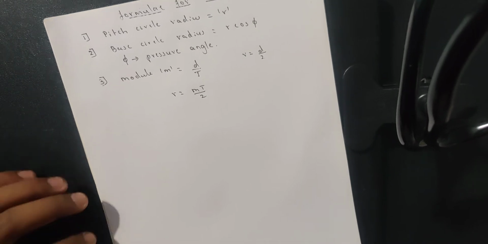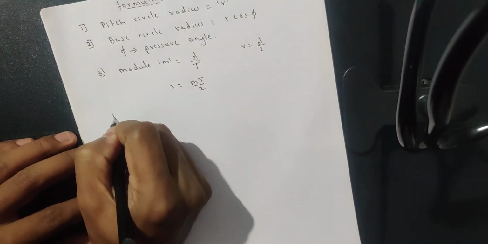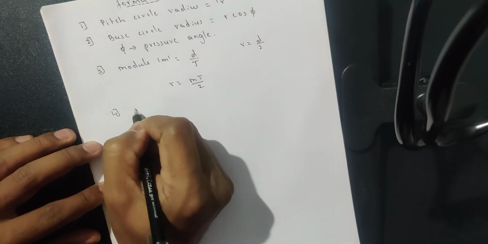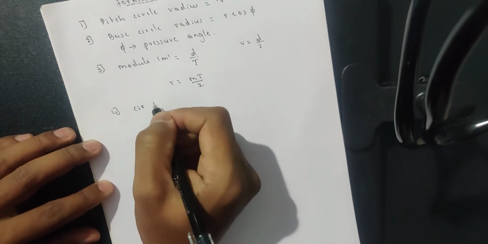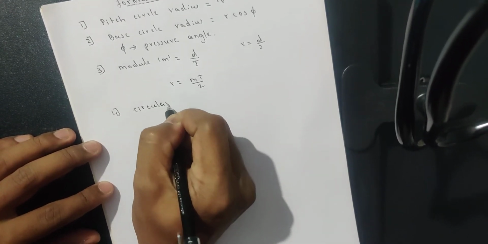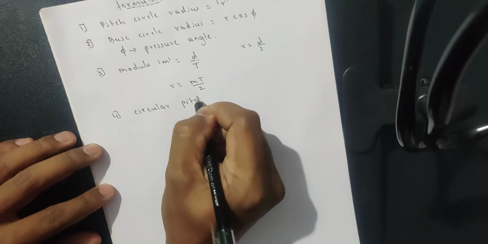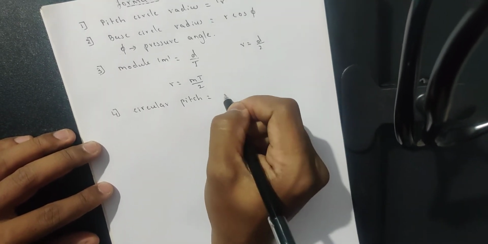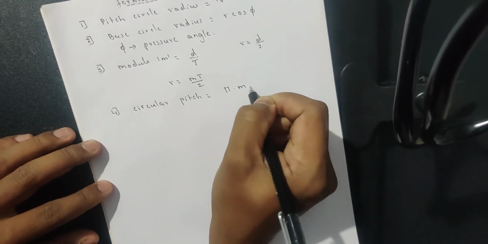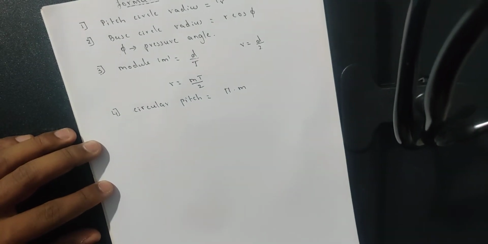Next comes one more parameter which we had studied, which we call circular pitch. It is given as pi into m, where m is nothing but the module of the gear.